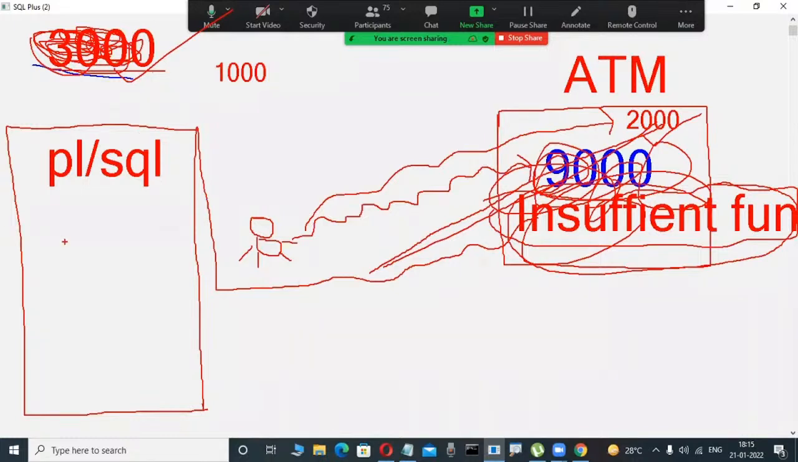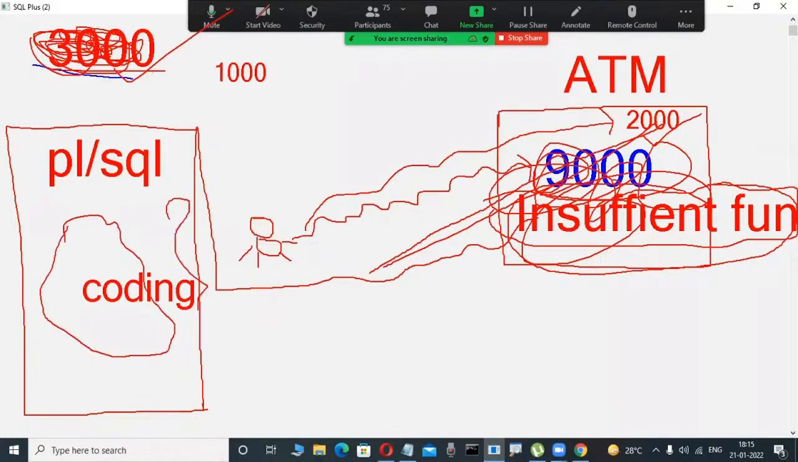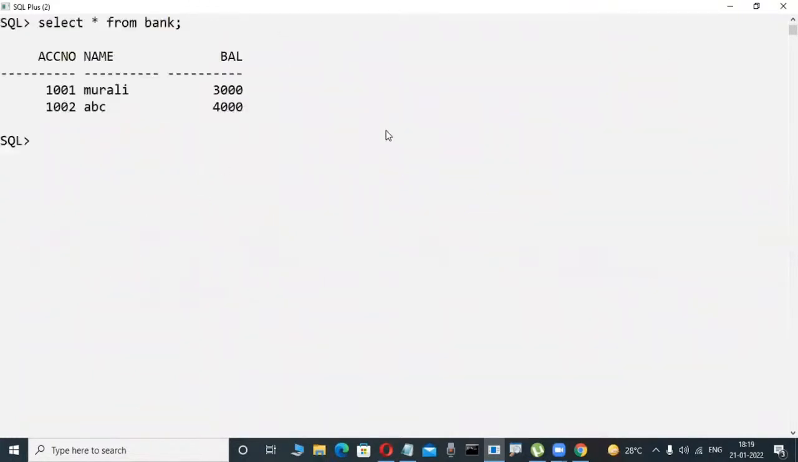Those are all the transactions, how they are writing, coding through their writing only. They are writing coding. That's why, for this type of coding, PLSQL developers are required on the project side. For example, now here, check it out.